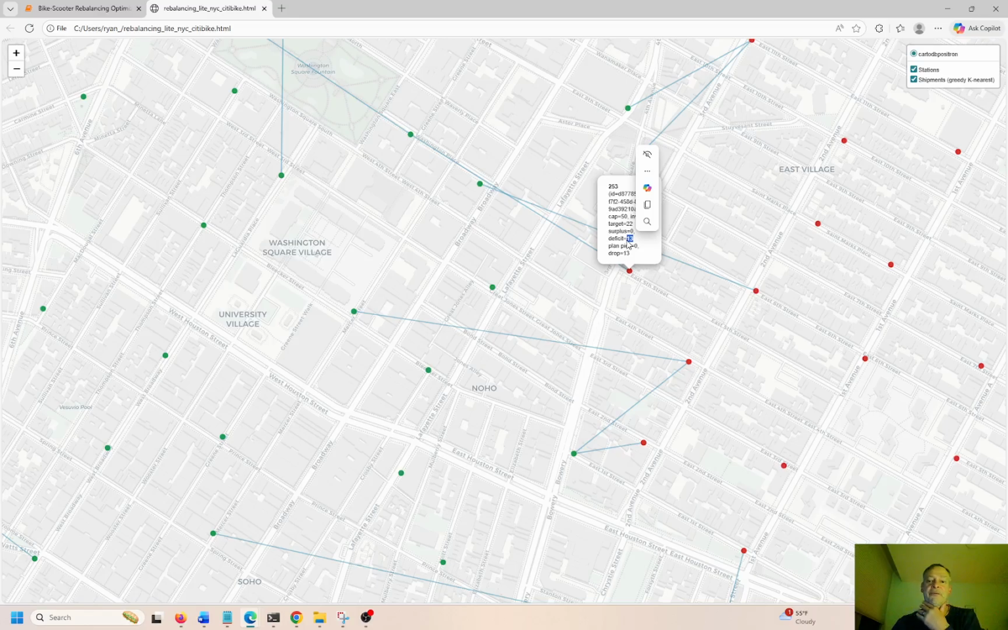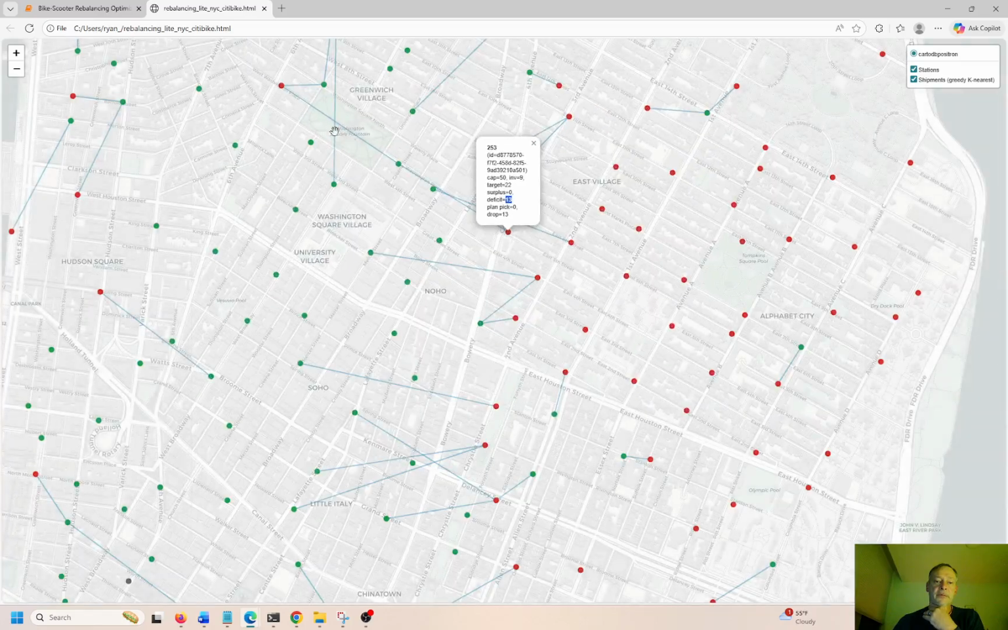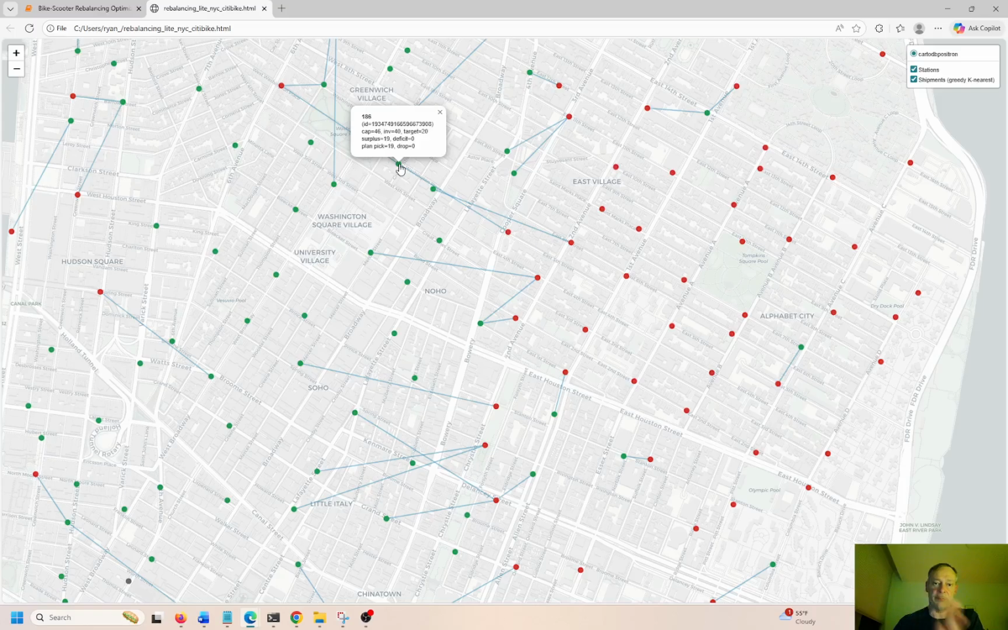You can't have negative 13 bikes, but it should have on average a higher number of bikes to keep this kind of balanced out, right? So it's going from, where is it? From this station right here over to the red, the green. Again, you have too many bikes going to the red. Capacity is 46, inventory is 40.